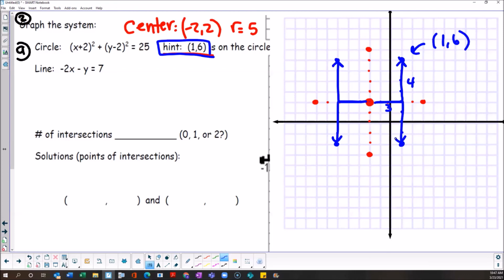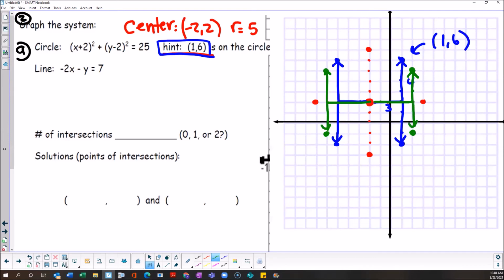The other thing I know is I can flip the order of that. Instead of going over 3 up 4, I can go, let's see, over 1, 2, 3, 4, and up 3. That will also be on the circle. Over 4, up 3. Over 4, down 3. And over 4, down 3.